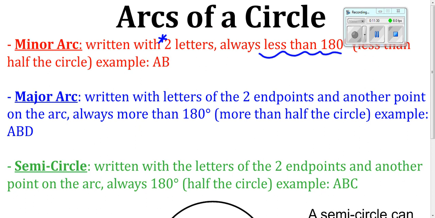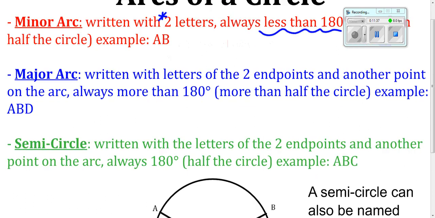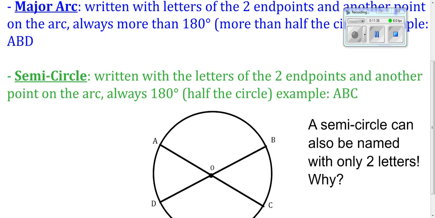So if I take a look at my example, looking at this circle right here, AB is an example of a minor arc. It does not go more than halfway through the circle and it only names 2 points. That's one example. I could also say BC. I could also say CD, which is at the bottom, or AD. Those are all examples of minor arcs.